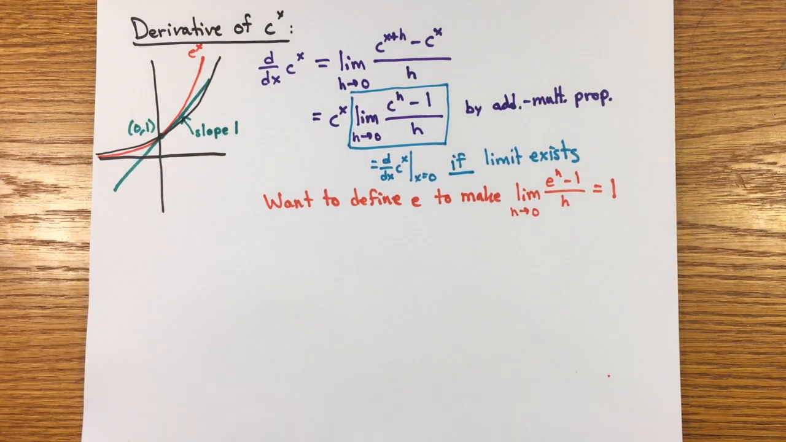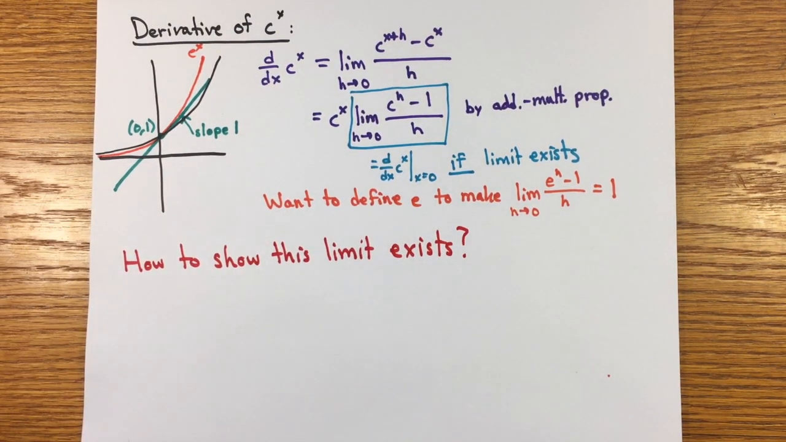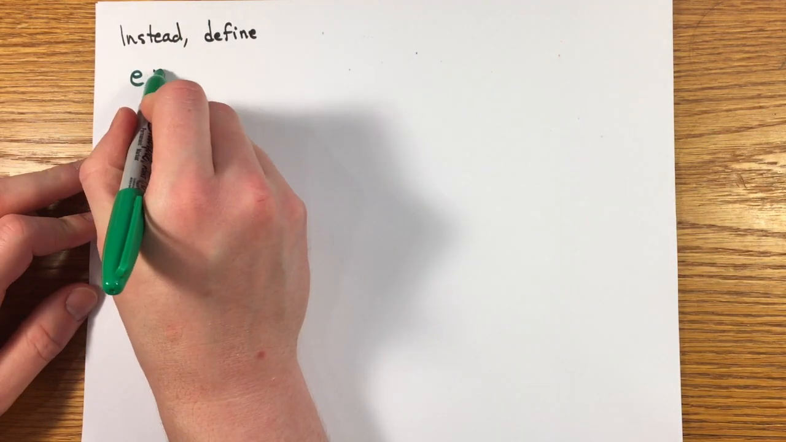But it's actually possible to show somewhat directly that this limit exists as long as we first talk about the number e. So many lecturers pause here to give a definition of e as the limit of (1 plus 1 over n) to the n.